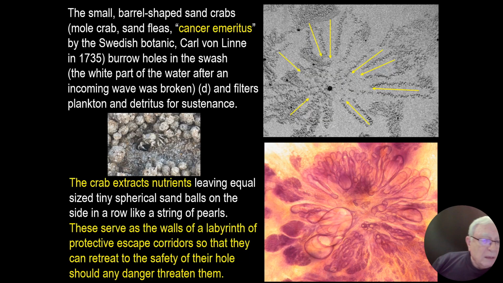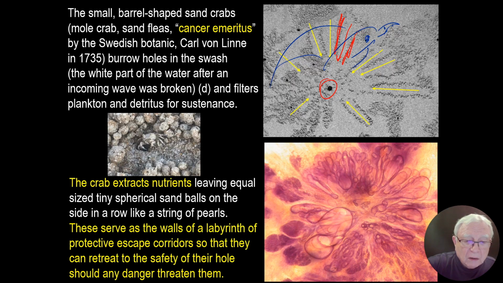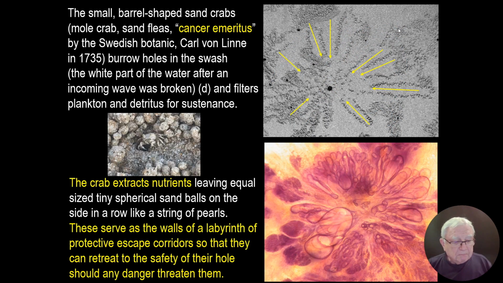Why? Because he believes that there is an enemy around, and so he uses these as a wall. So this is an escape corridor. When the enemy comes, then he runs into the hole. Poor him. He doesn't understand that the enemy comes on wings. It's birds coming from above, and while he is eating breakfast, he becomes a breakfast for the birds. C'est la vie. So these serve as walls of a labyrinth, of protective escape corridors, so he can retreat to the safety of the hole should any danger threaten him.